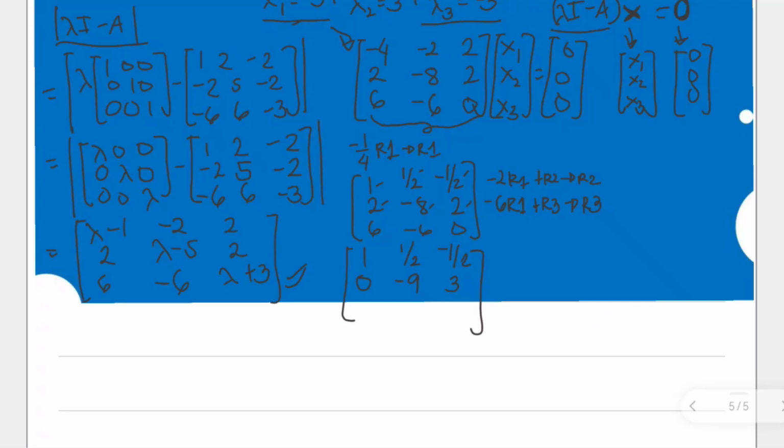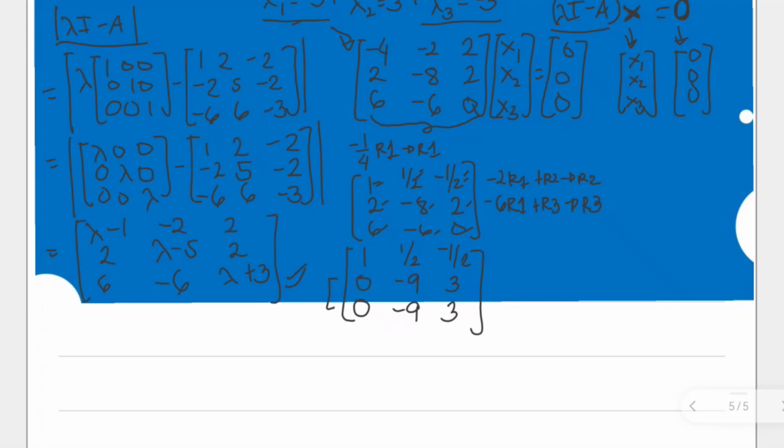The next row, negative 6 times 1 is negative 6 plus 6, 0. Negative 6 times 1 half is negative 3 plus negative 6 is negative 9. Then negative 6 again times negative 1 half is actually positive 3 plus 0. I have here 3. Notice that we have rows of the same entries. In our previous analysis before, we will have here a row of zeros.